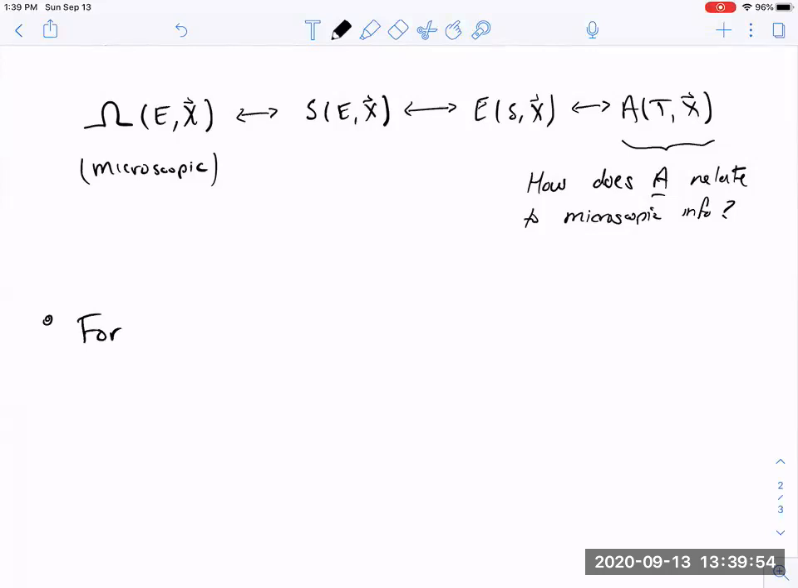So for a system that can exchange energy with its surroundings, which we've identified as a so-called bath, that bath is what imposes that fixed temperature. We've noted that the probability of a microstate is proportional to this Boltzmann factor, e to the minus beta, the energy of that microstate.